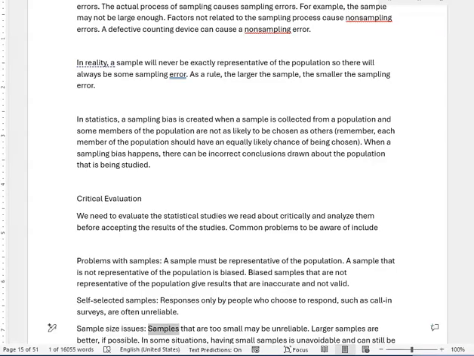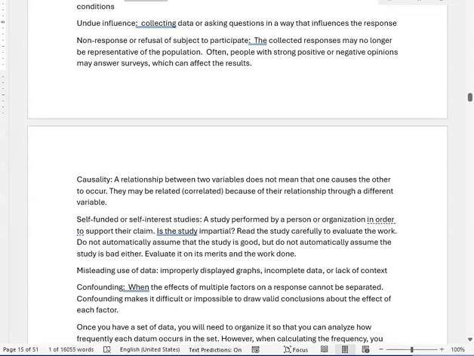Sample size issues. Samples that are too small may be unreliable. Larger samples are better, if possible. In some situations, having small samples is unavoidable and can still be used to draw conclusions. Examples: crash testing cars or medical testing for rare conditions. Undue influence: collecting data or asking questions in a way that influences the response. Non-response or refusal of subject to participate. The collected responses may no longer be representative of the population. Often, people with strong positive or negative opinions may answer surveys, which can affect the results.